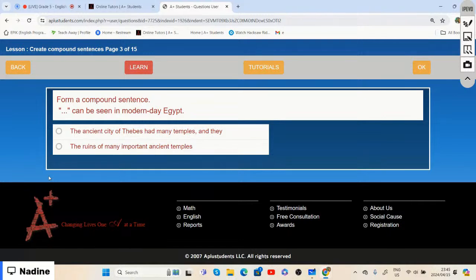We need to form a compound sentence. We're going to choose one of the options first, and then add it to our sentence. It says the ancient city of Thebes had many temples and they can be seen in modern day Egypt. Or do we say option two, the ruins of many important ancient temples can be seen in modern day Egypt? Is it option one that is joining the sentences together or option two?